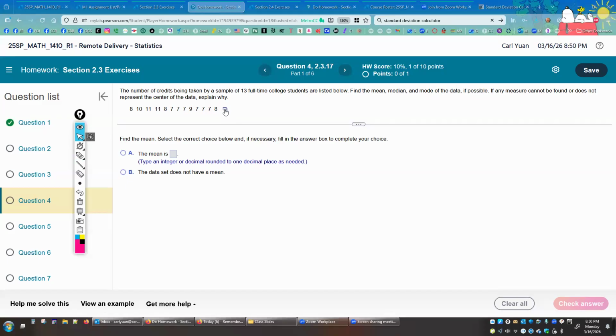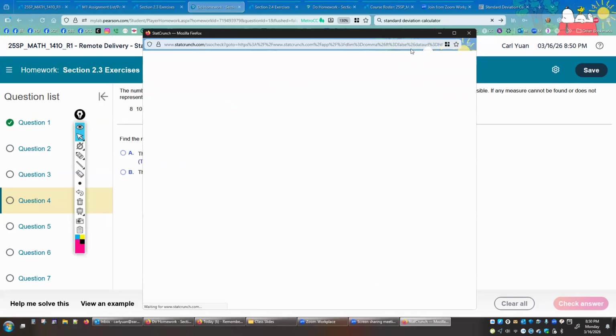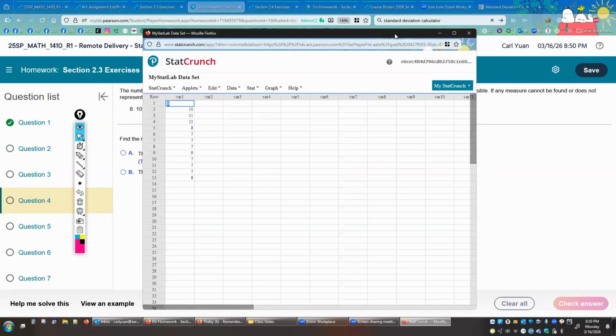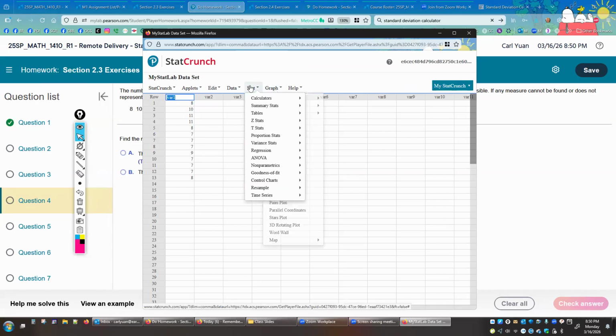What you usually see on the right-hand side is a little icon after the data. Click on that, and you see open in StatCrunch. It will open and load your data in the first column. How convenient. What we want to do is get some summary descriptive statistics from it: mean, median, and mode. So under stats, let's go to summary stats.